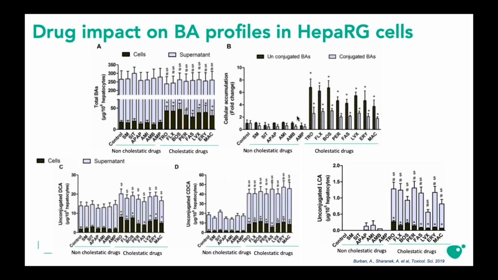So, cellular accumulation of three hydrophobic bile acids, deoxycholic acid, chenodeoxycholic acid, and lithocholic acid, in their unconjugated and unsulfated forms was observed with all cholestatic drugs, noting that intrahepatic accumulation of hydrophobic bile acids is considered the hallmark of cholestasis. Importantly, while LCA was not detected in the control and non-cholestatic drugs group, it became accumulated in its unconjugated form after exposure to cholestatic drugs. Hence, LCA can serve as a robust biomarker to flag cholestatic drugs.